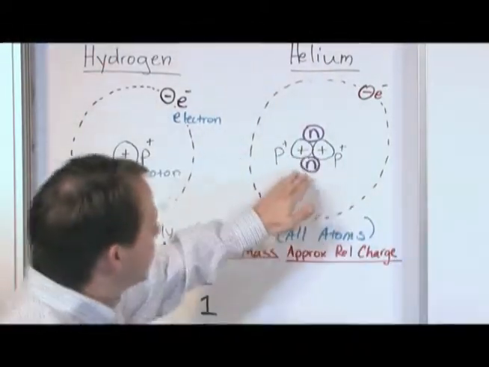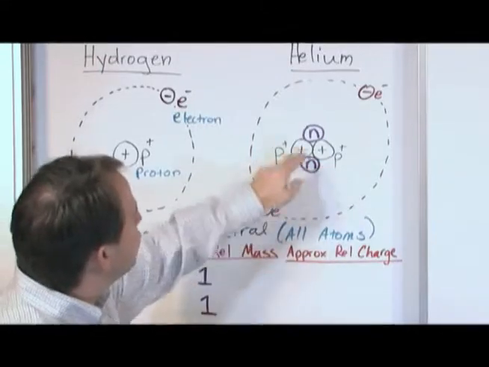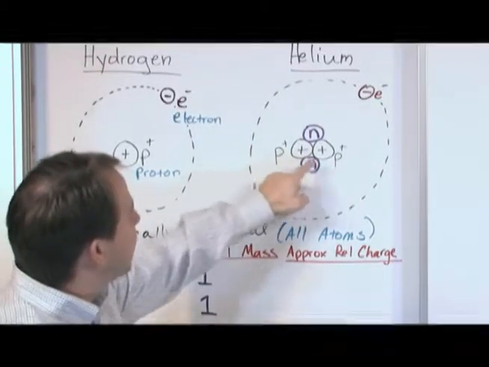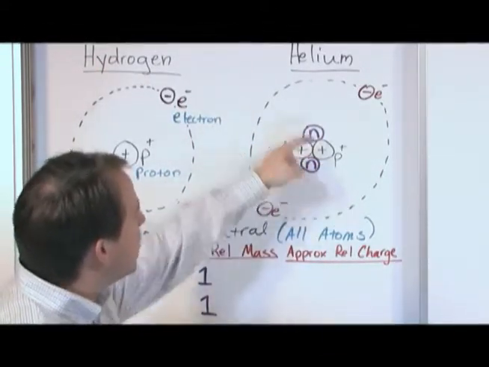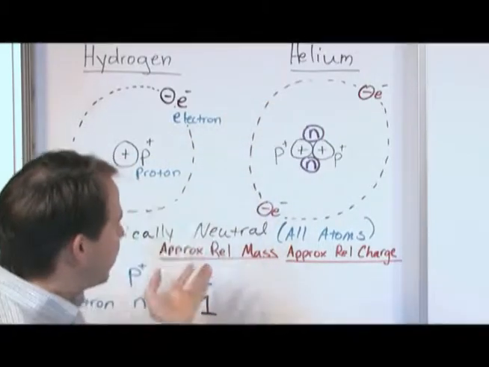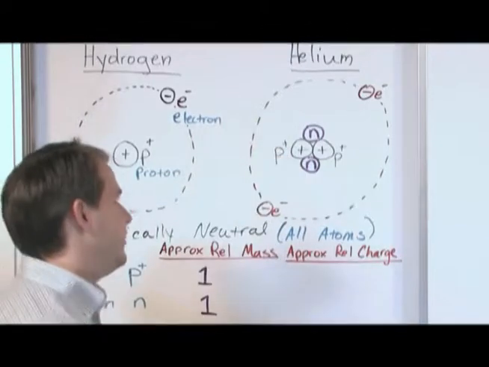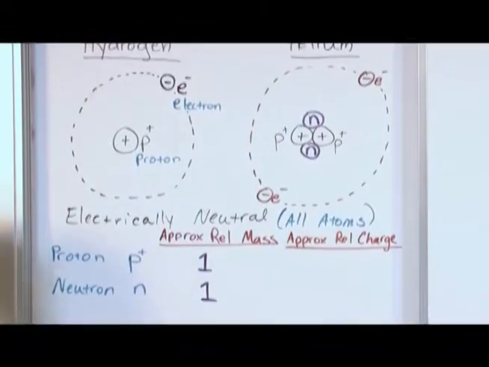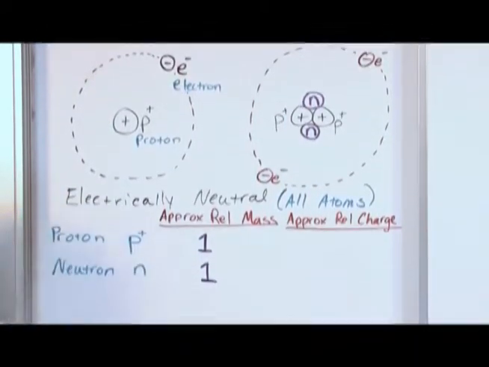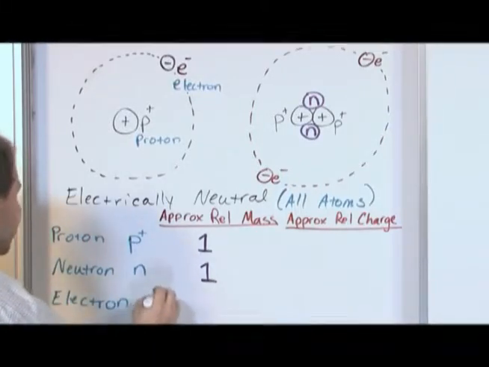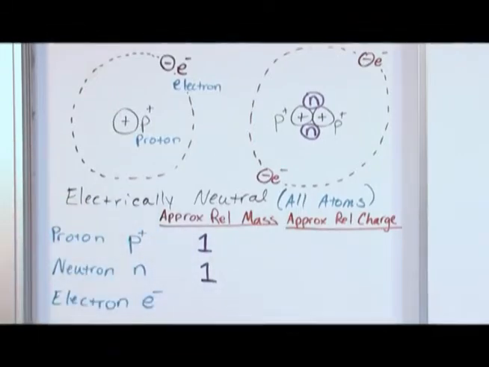So when you look at an atom like this, you have 2 protons, 2 neutrons. The protons have the same mass, a relative mass of 1. The neutrons each have the same relative mass, again 1. The only real difference is the neutrons don't have any charge and the protons do. All right, let's talk about the next guy, which is the electron. The symbol of the electron is an E with a little negative sign because it has a negative charge.